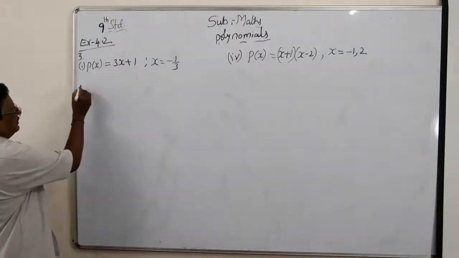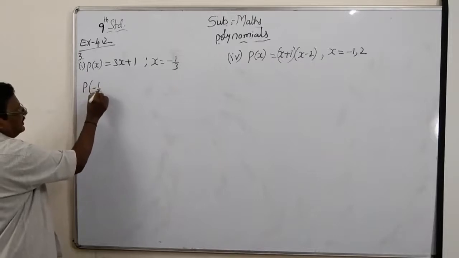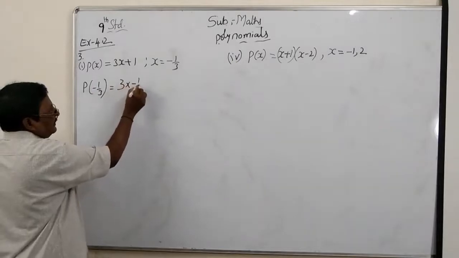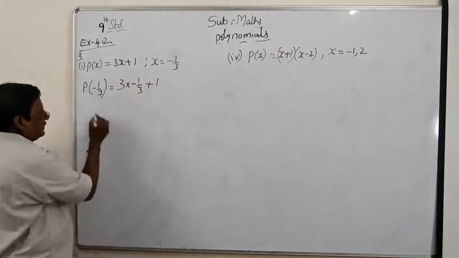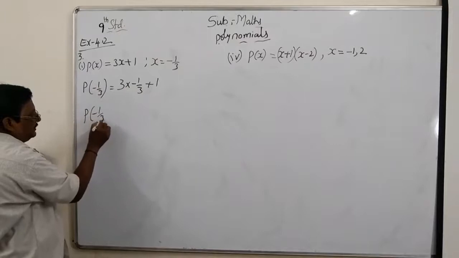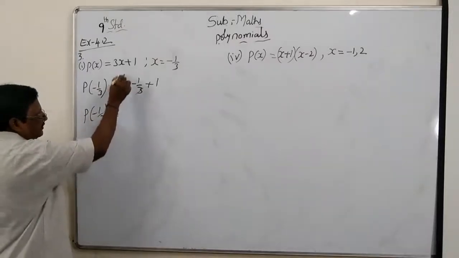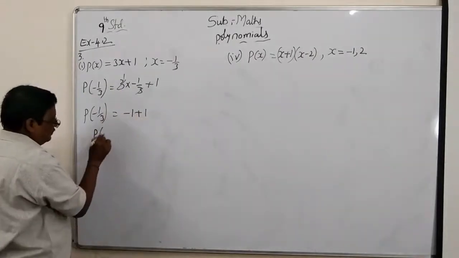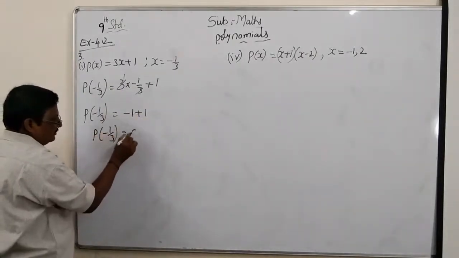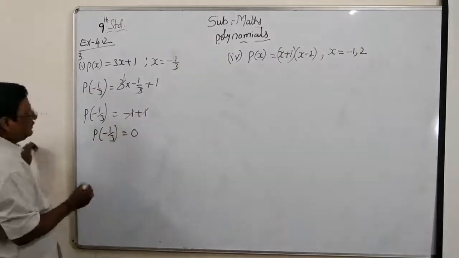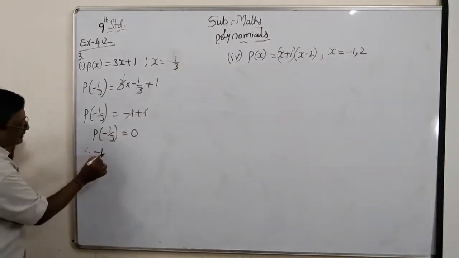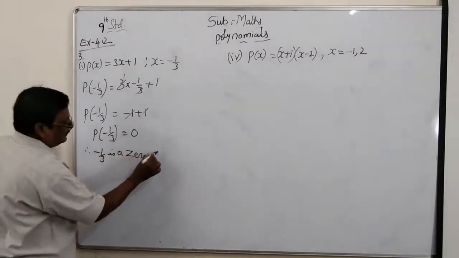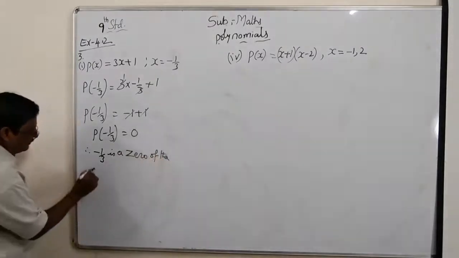See, p of minus 1 by 3 is equal to 3 into minus 1 by 3 plus 1. The 3s cancel, so it is minus 1 plus 1. P of minus 1 by 3 is equal to 0, since plus 1 and minus 1 cancel. Therefore, minus 1 by 3 is a zero of the polynomial.